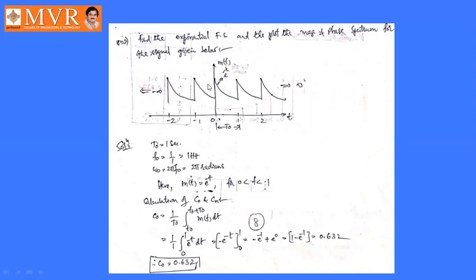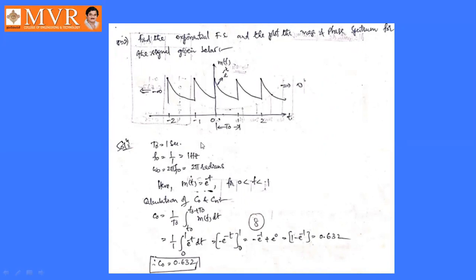What is this problem? m(t) is given as e^(-t) for 0 < t < 1, and it is varying from minus infinity to infinity. So what is the basic fundamental time period here? 0 to 1, that is 1 second. T0 equals 1 second, so f0 equals 1/1, that is 1 hertz, and omega0 equals 2π into 1, that is 2π radians.